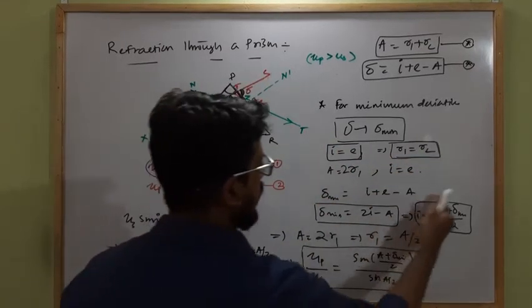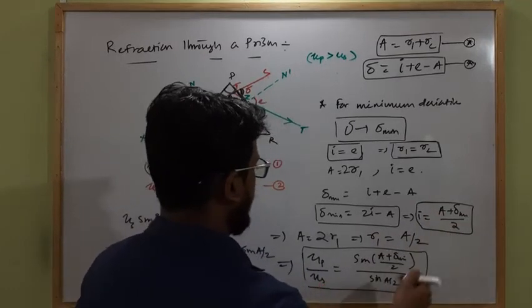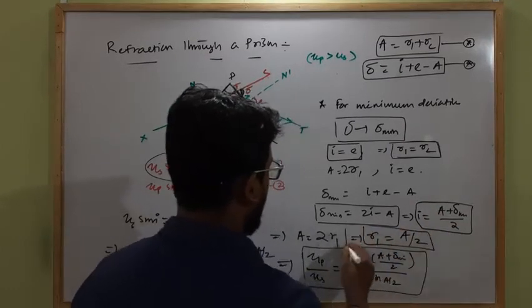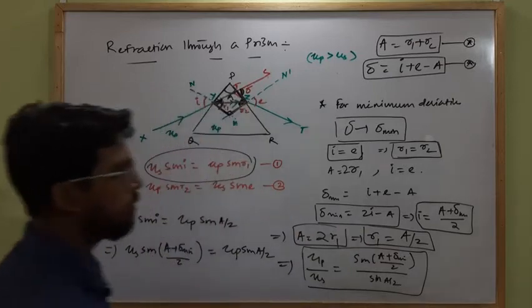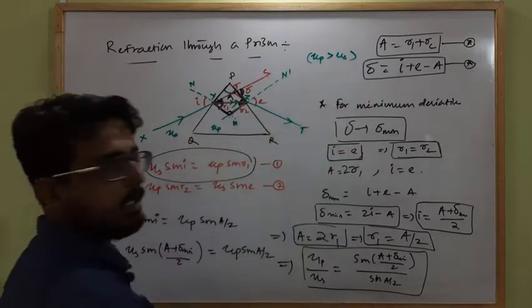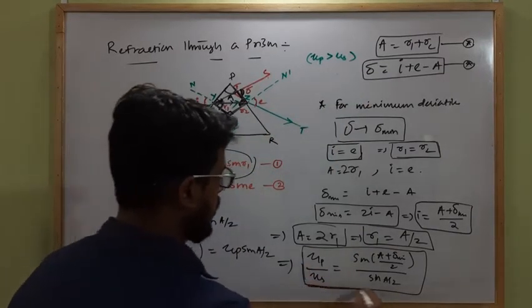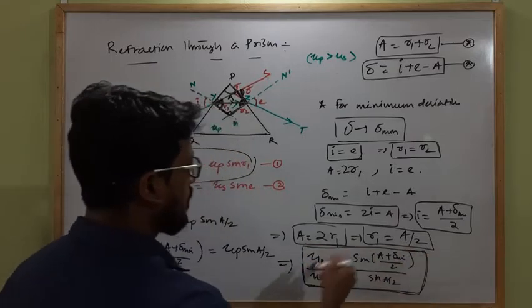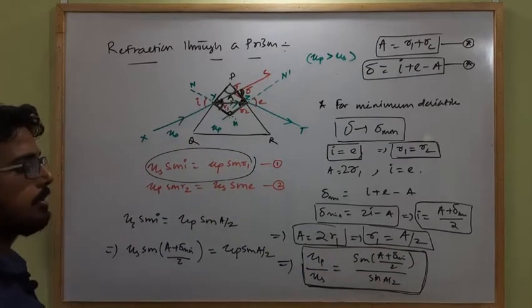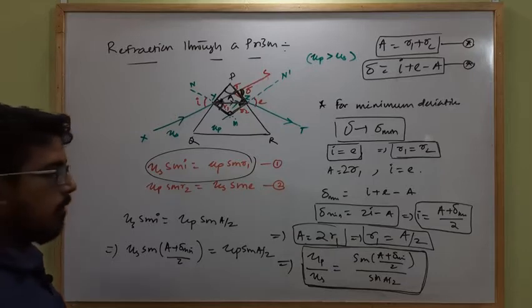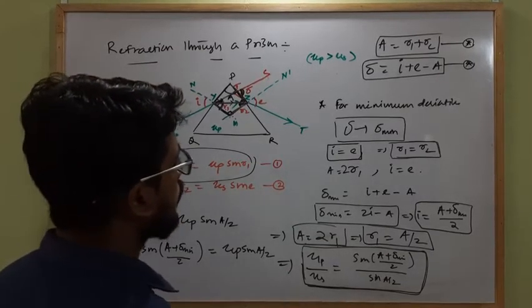So this is the value of angle of incidence and this is the value of angle of refraction, r1 or r2. You can write both as A by 2 because A equals r1 plus r2. Clear? And this is the relation between the refractive index of the prism, the angle of minimum deviation and the angle of prism. Okay. So what will be the graph?